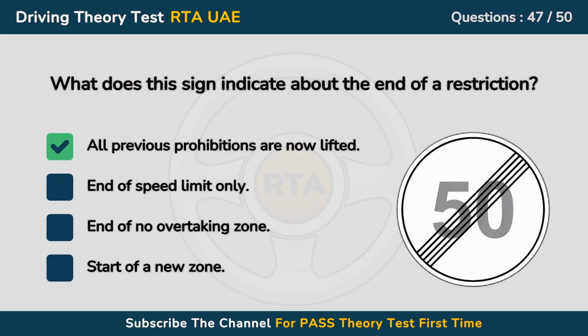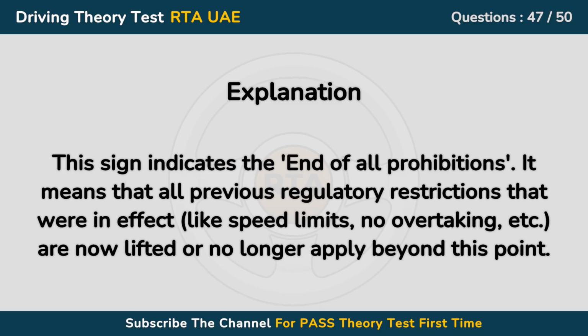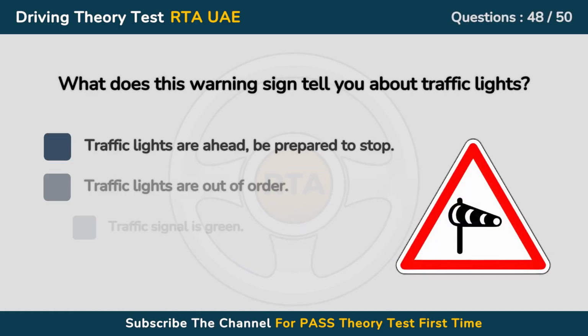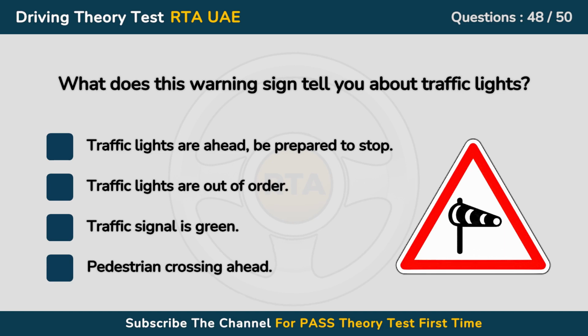Answer is A. All previous prohibitions are now lifted. This sign indicates the end of all prohibitions. It means that all previous regulatory restrictions that were in effect, like speed limits, no overtaking, etc., are now lifted or no longer apply beyond this point. Question 48. What does this warning sign tell you about traffic lights?